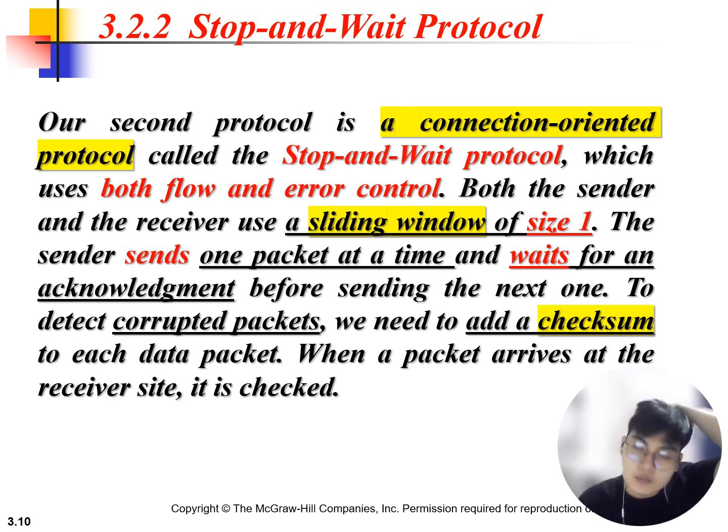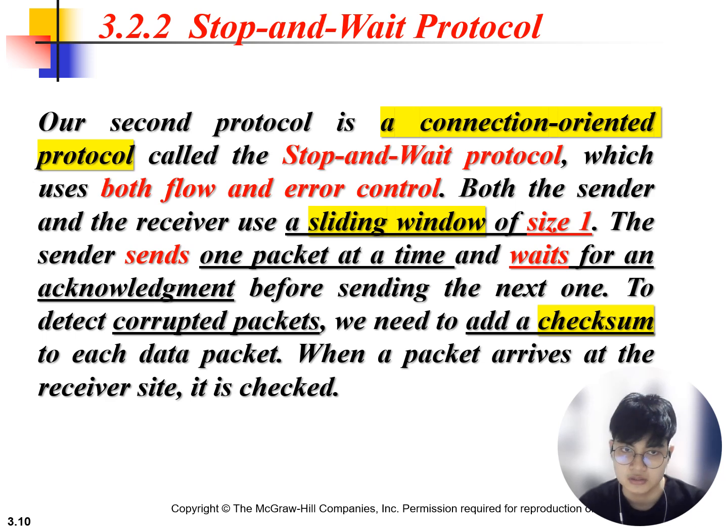Stop and wait protocol. Our second protocol is a connection-oriented protocol called the stop and wait protocol, which uses both flow and error control. Both the sender and the receiver use sliding windows of size 1. The sender sends one packet at a time and waits for an acknowledgement before sending the next one.